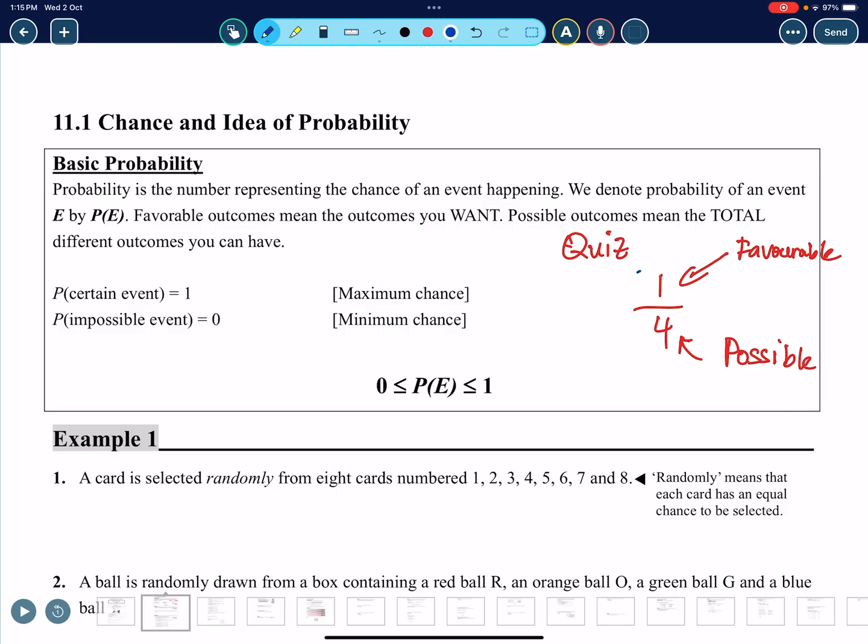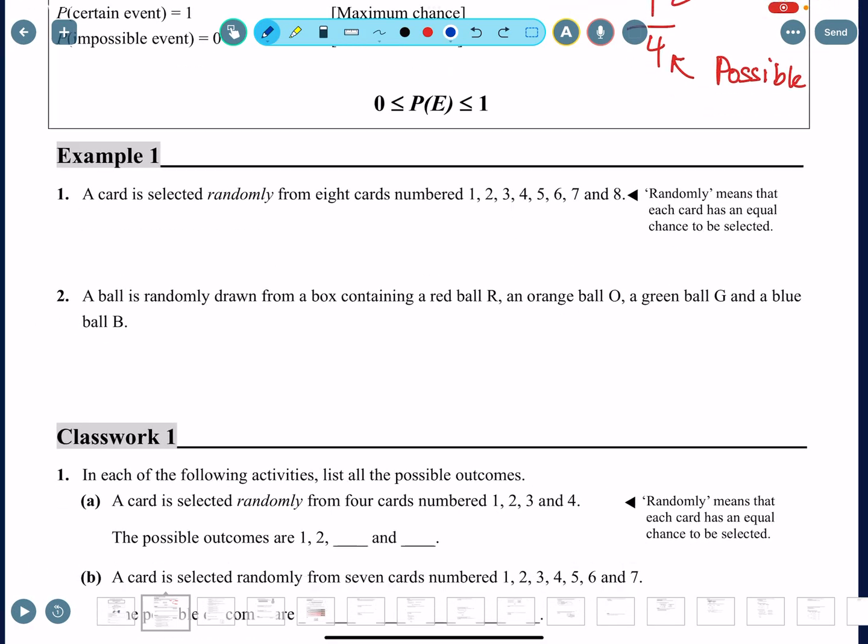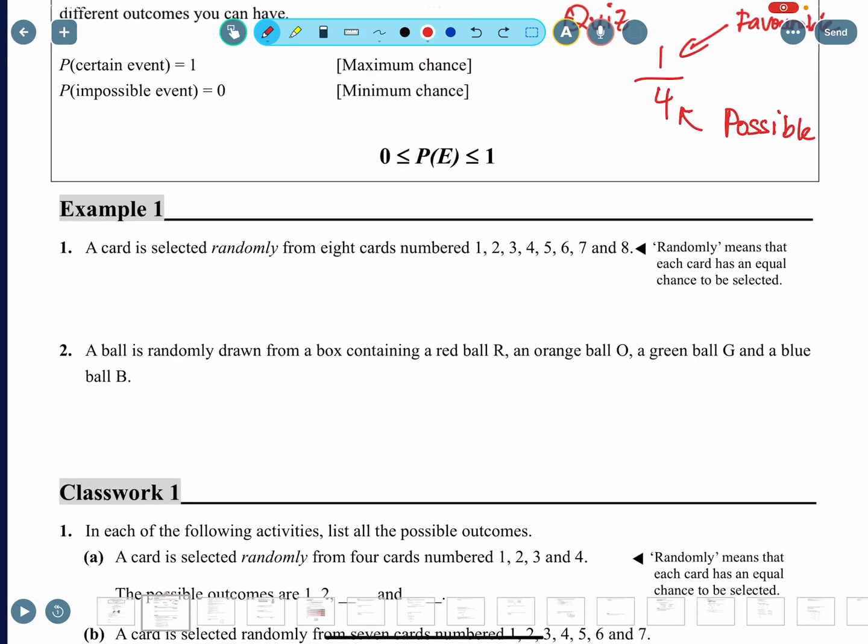Obviously, it doesn't have to be correct. Let's say you want to get it wrong. What's your chance? 3 out of 4. So 3 becomes favorable to you, and so on. So that's the meaning of the 2 words. And you're just going to answer the question.